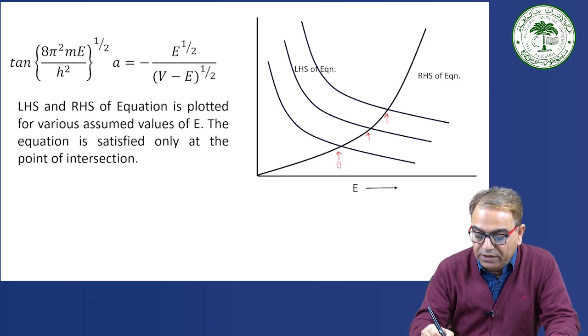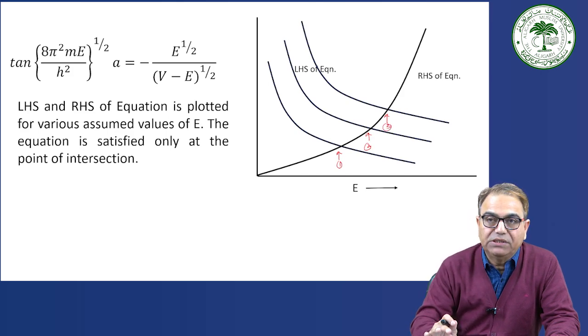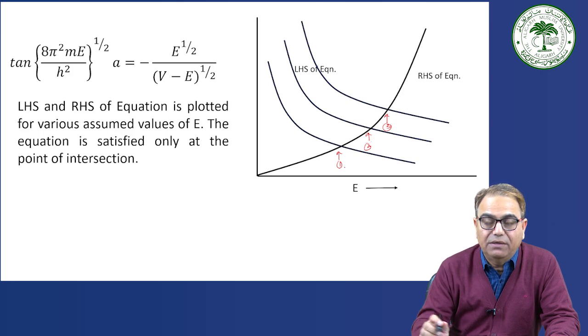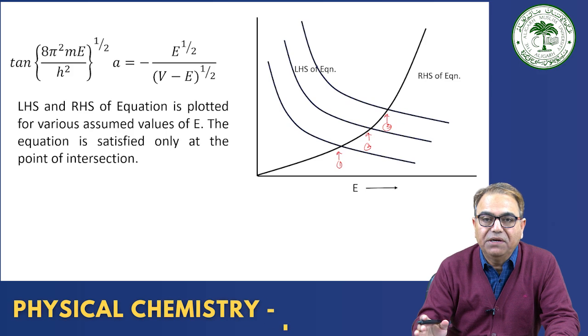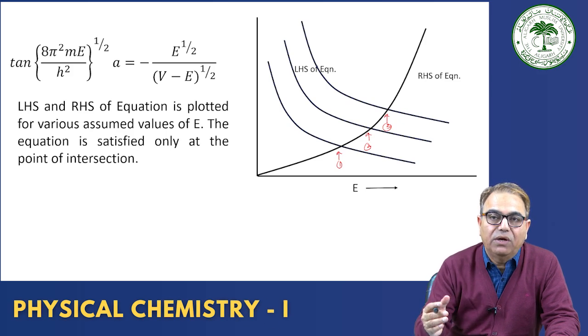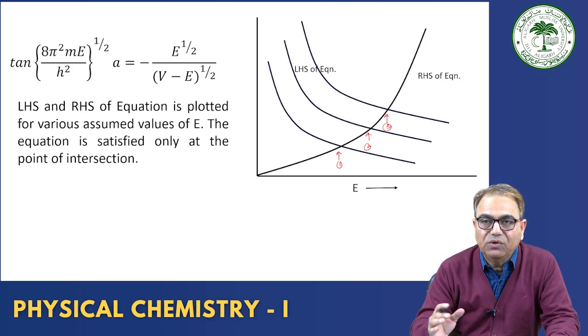Okay, in this qualitative diagram, at points 1, 2 and 3, the equation is satisfied. So only these E values are possible, the rest of the values are not possible. So energy is quantized, but we don't have a quantum number here. In contrast to what we did in particle in a one-dimensional box, two-dimensional box or three-dimensional box, everywhere quantization was along with a quantum number. Now in this case, we don't have a quantum number.